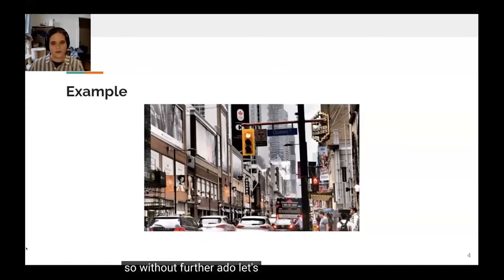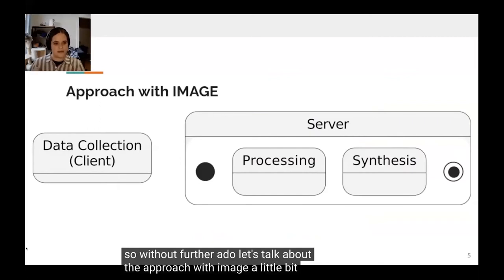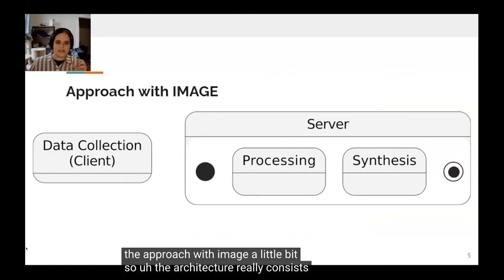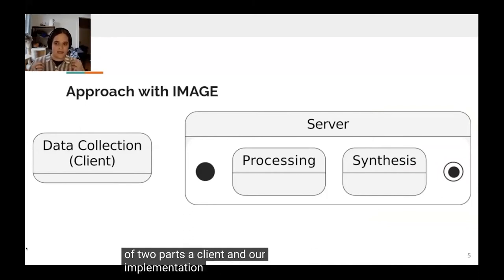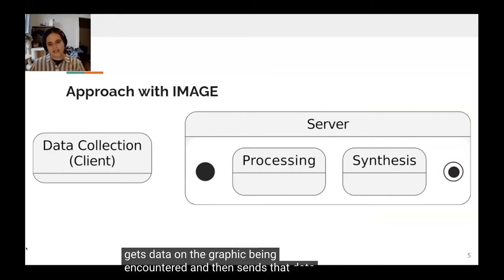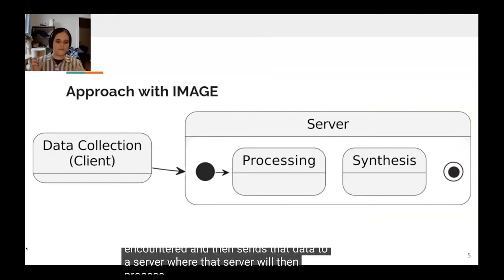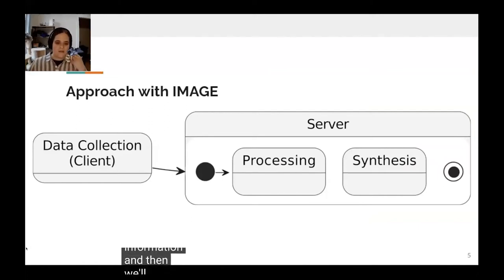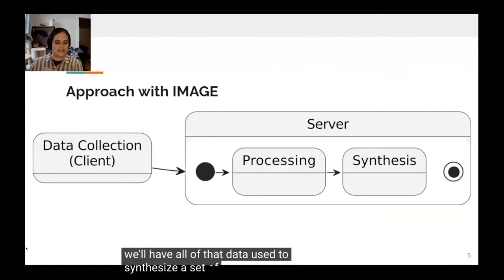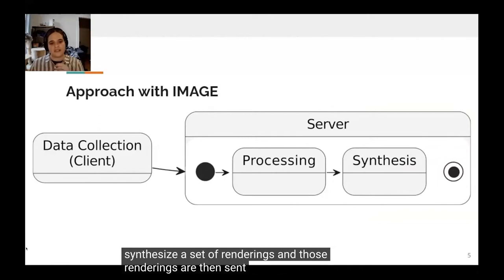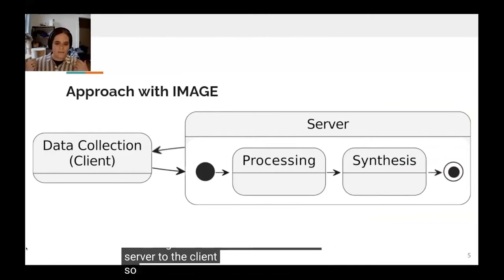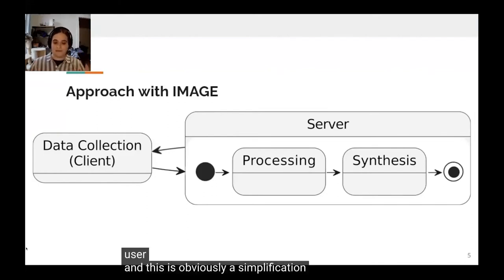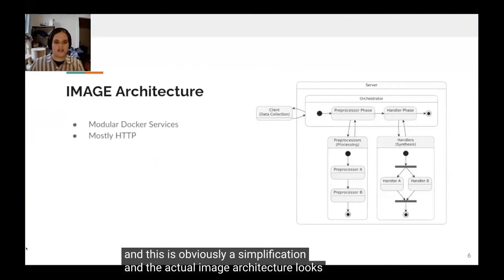So without further ado, let's talk about the approach with image a little bit. So the architecture really consists of 2 parts, a client and our implementation, a browser extension that gets data on the graphic being encountered and then sends that data to a server, where that server will then process that data to get more useful information. And then we'll have all of that data used to synthesize a set of renderings. And those renderings are then sent back from the server to the client so that they can be displayed to the user. And this is obviously a simplification, and the actual image architecture looks more like this.